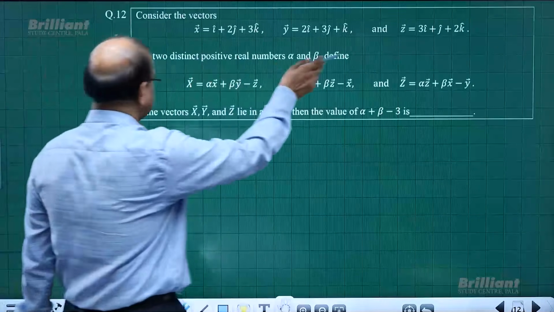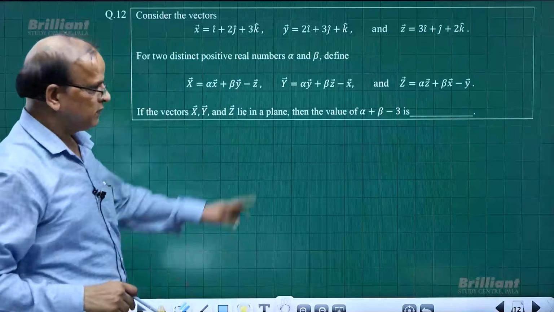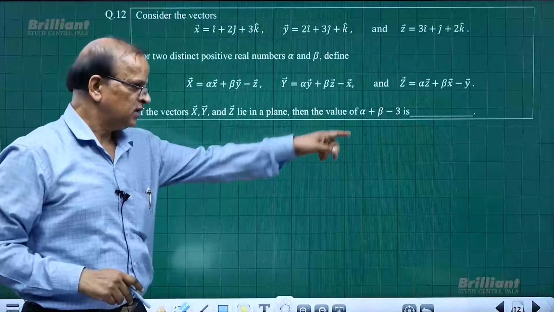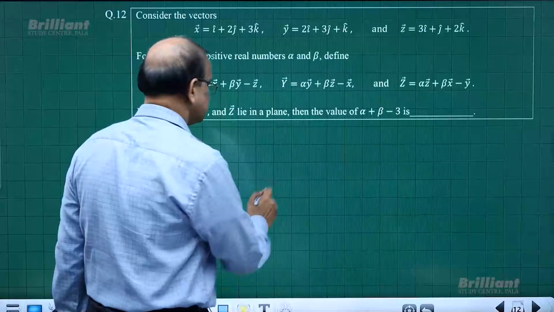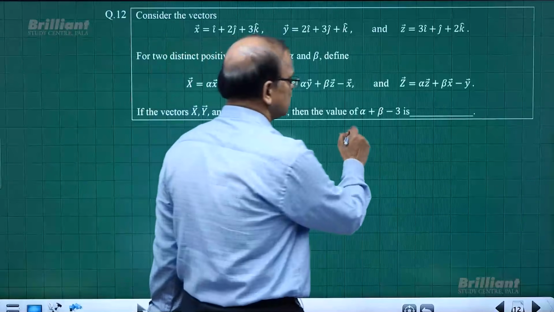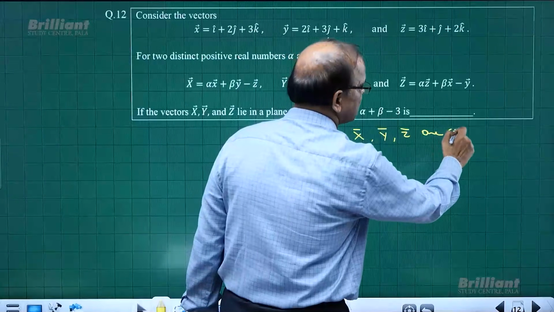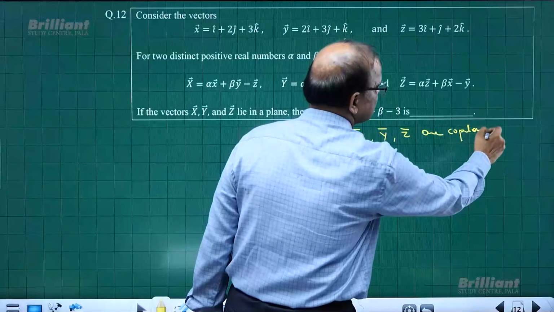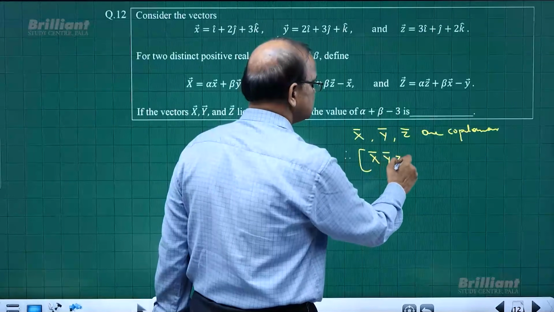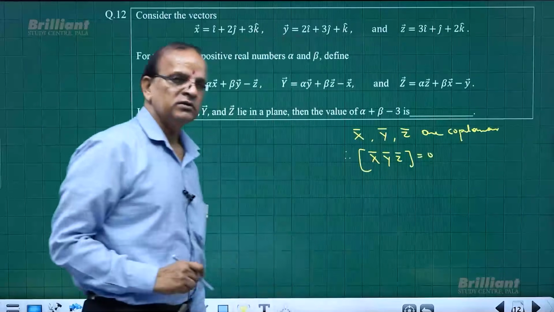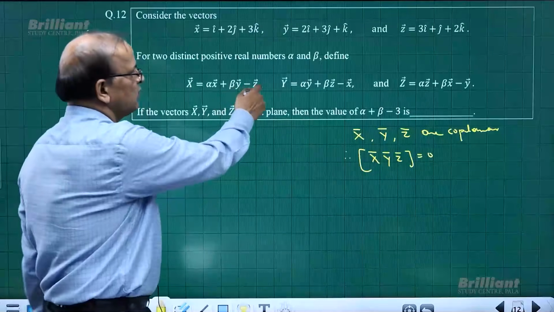So now this is the question. Consider the vectors X, Y, Z for two distinct positive real numbers alpha, beta. If they are coplanar, then find alpha plus beta minus 3. Coplanar means the box product is 0. So therefore X bar, Y bar, Z bar are coplanar because they lie in the same plane. Therefore the box product XYZ is 0.